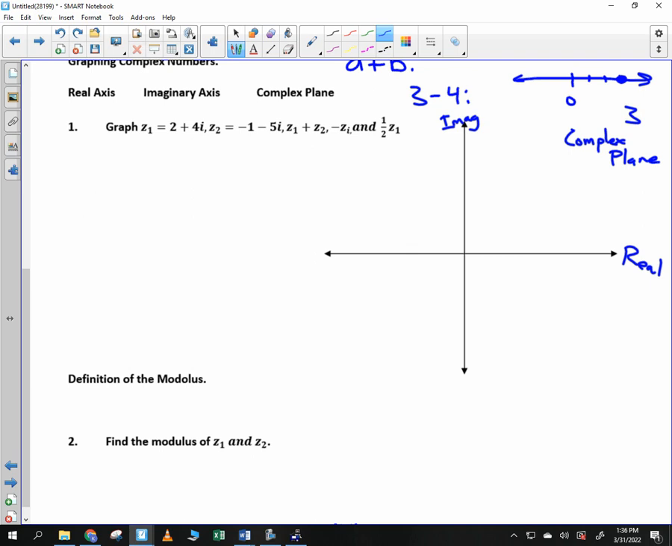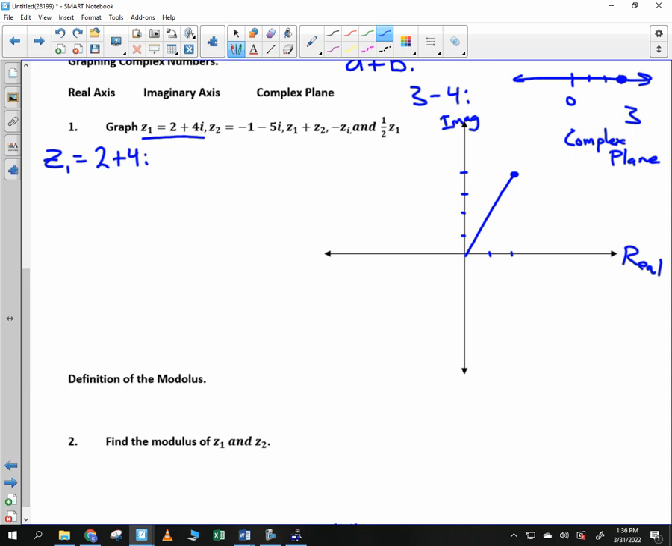So, let's graph this first number. We use the letter z to represent complex numbers. So z sub 1 is equal to 2 plus 4i. I'm going to graph it. I go over 2 units on the real axis, go up 4 units on the imaginary axis, and put a dot. I don't just put a dot. From the origin, I draw a segment to the dot. That is the graph of 2 plus 4i, or z sub 1.